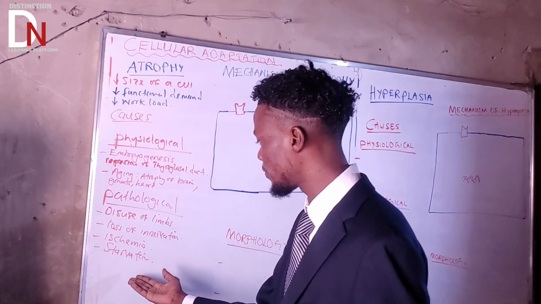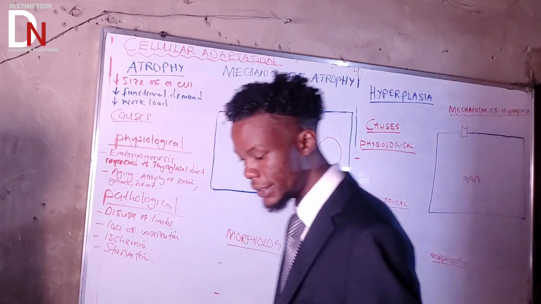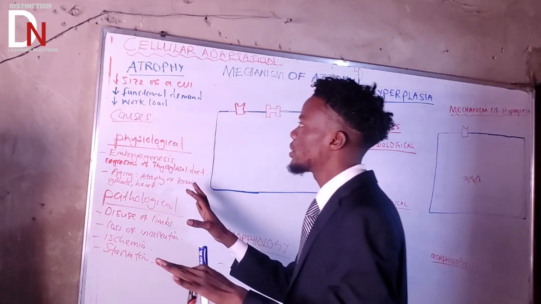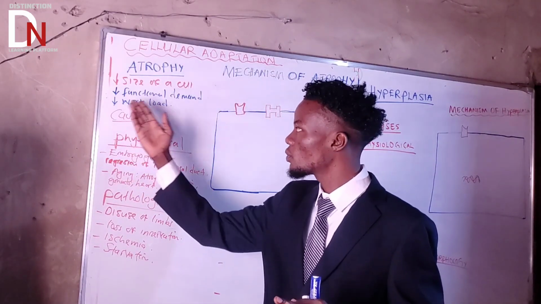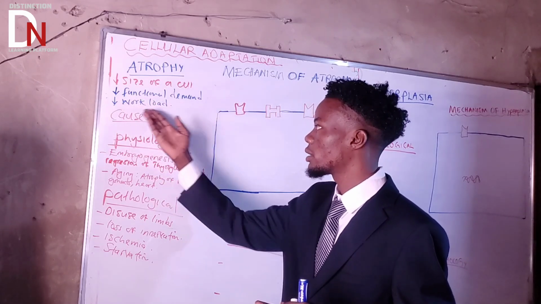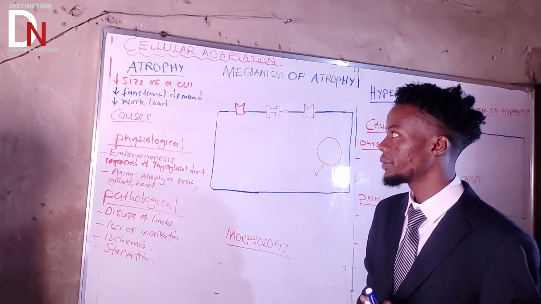Okay, that is under starvation. These are all pathological causes of atrophy. All right, so now let's go to another section. Since we know the causes, we know what atrophy is and why there is atrophy. Remember that there is decreased functional demand, and also decreased workload. Okay.